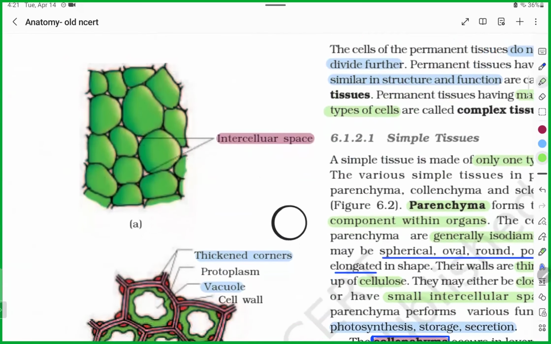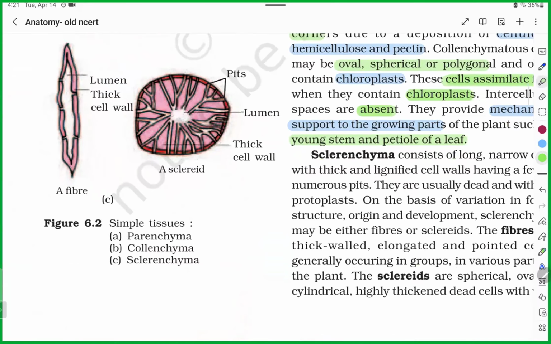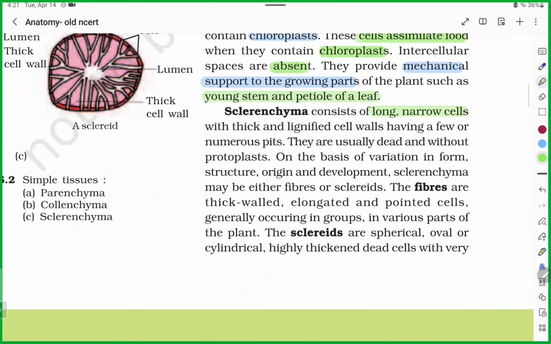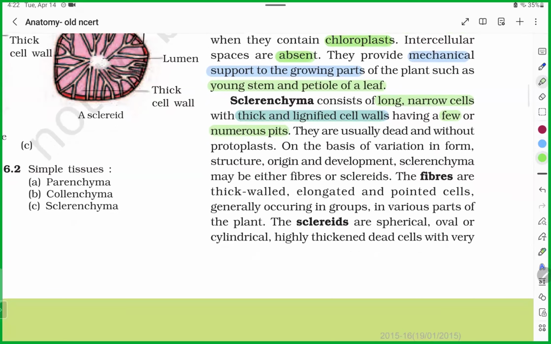Okay. Last, sclerenchyma, long narrow cell, have thick lignified cell wall. Only in this case you have lignified cell wall, means dead cell. Dead cell. These dead cell have very few or numerous pit. So because lignin cell wall, so they are dead and they don't have protoplast. Protoplast means any liquid inside the cell. They don't have protoplast. It means they don't have internal content because dead.